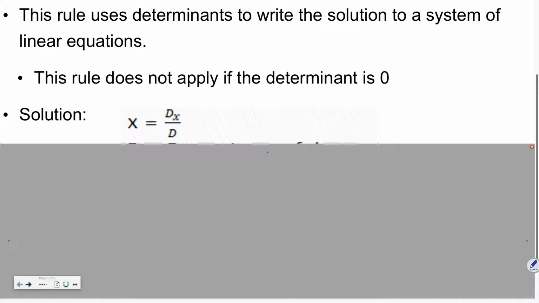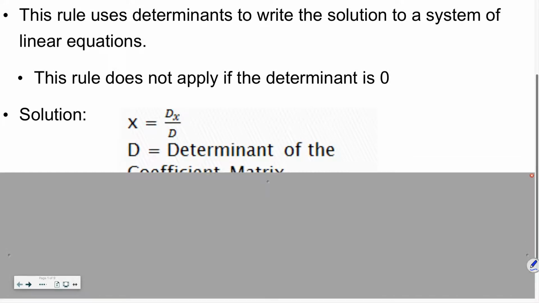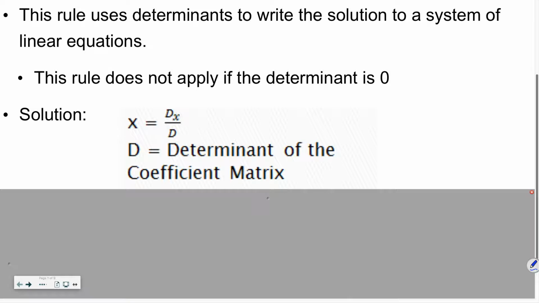So I've named them with the letter D, and then the numerator is going to have a subscript that will match whatever variable we're looking for. Okay, so the determinant in the denominator is never going to change. It is always going to be the coefficient matrix. Okay, take all of the coefficients from your variables, x, y, z, and create a matrix that goes in your denominator.